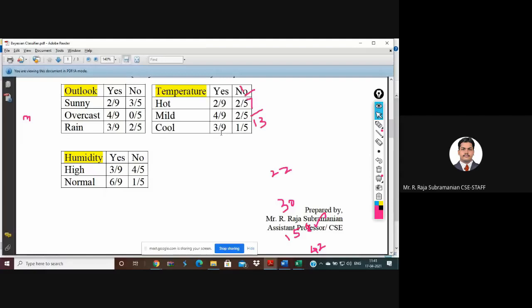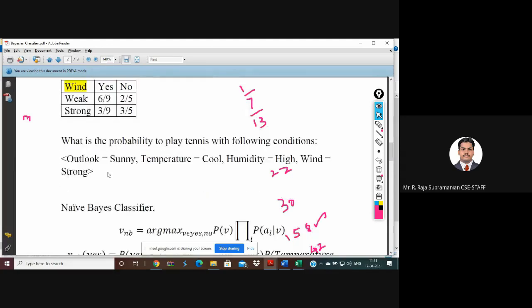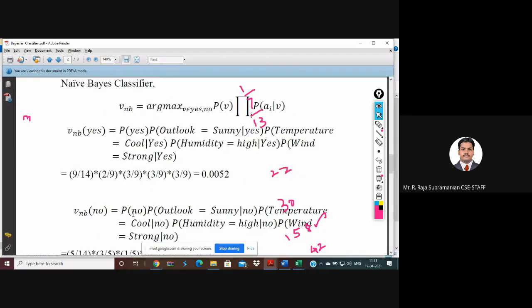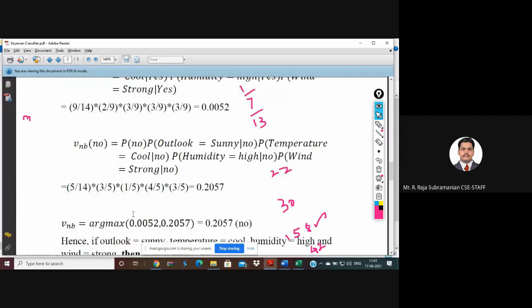Temperature is cool is 3 by 9. So that value like that you have to take and you have to multiply. And outlook is equal to sunny, what is the value? 2 by 9. And humidity is equal to high means 3 by 9. Like that you have to take, multiply and then say the result. Just if you see down, everything needs to be multiplied and the result should be compared for yes and no. If yes is high, answer will be yes. If no is high, answer will be no. For this particular instance, we get as no, so the answer is no.